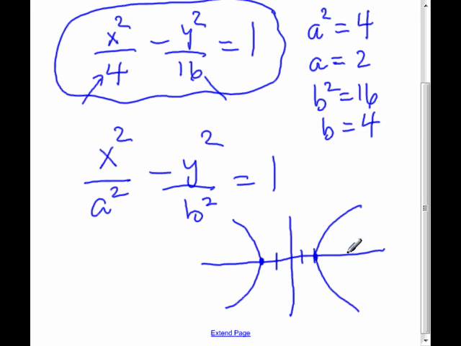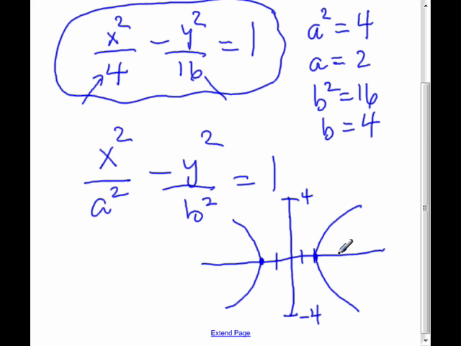Now I also want to know where my focus points are. There should be one over here and one over here. And I also want to know where that b value is. And b is up this way. B is 4, so up this way about 4 is my b value, and down 4 or negative 4 would be my other b value.